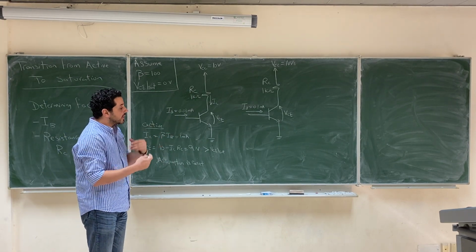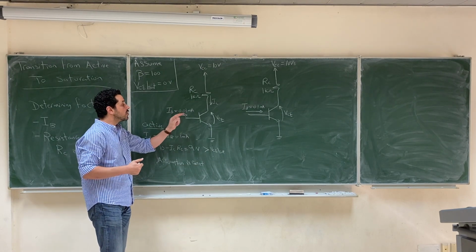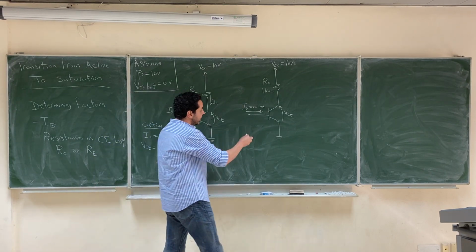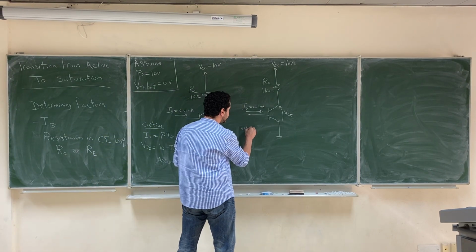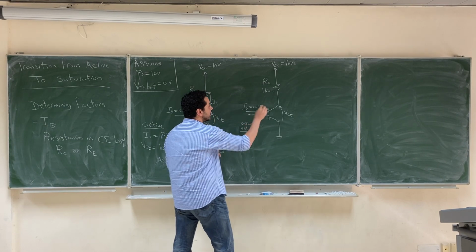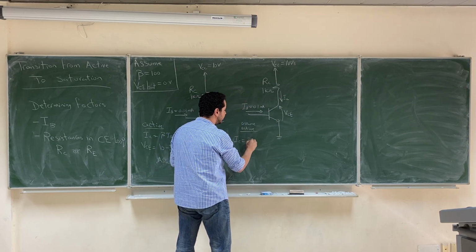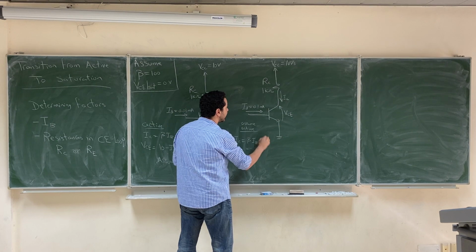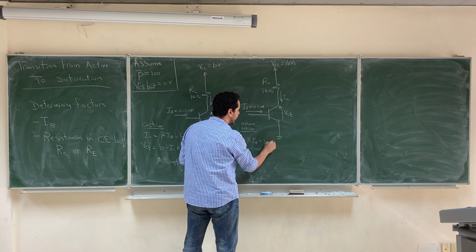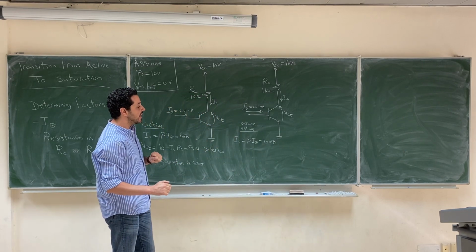Now let's move to the next circuit. What happens if we increase the base current from 0.01 milliampere to 0.1 milliampere? Let's again assume active. Once we assume active, we can calculate IC. IC equals beta I base, so it will be 100 multiplied by 0.1. So IC will be 10 milliampere here. Instead of 1 milliampere, IC will increase to 10 milliampere.